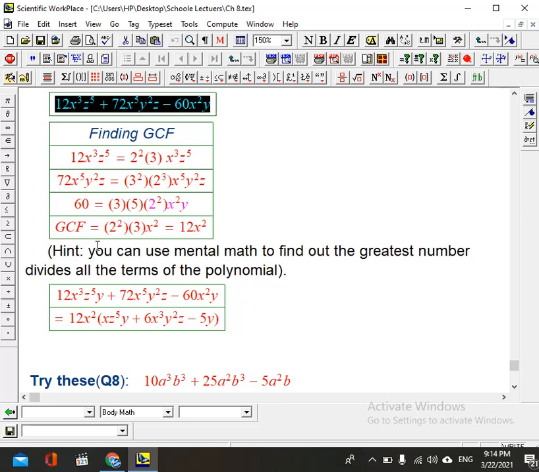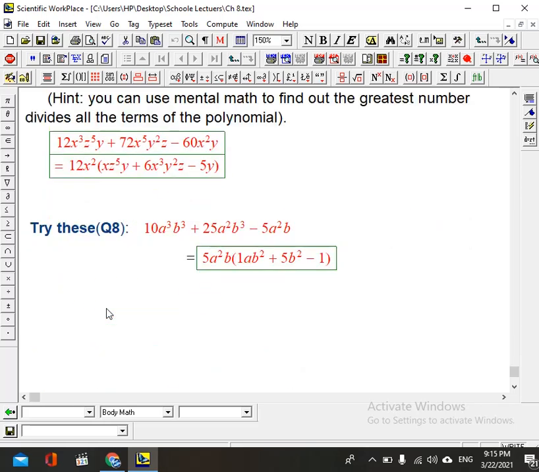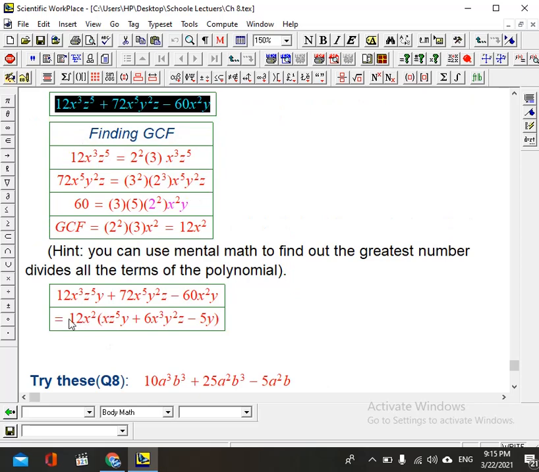I advise you to use mental math. We use this method if we deal with a large or big number, where we cannot use mental math. But if you deal with small numbers like 10, 12, 14, I advise you to deal with them using mental math. So here we guarantee that 12x squared is our greatest common factor.